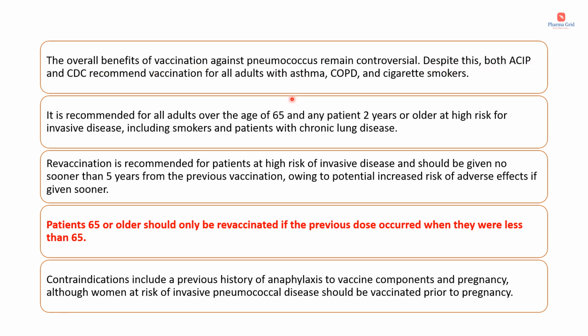Despite this, both ACIP and CDC recommend vaccination for all adults with asthma, COPD and cigarette smokers. It is recommended for all adults over the age of 65 and any patient 2 years or older at high risk for invasive disease including smokers and patients with chronic lung disease. Revaccination is recommended for patients at high risk of invasive disease and should be given no sooner than 5 years from the previous vaccination owing to potential increased risk of adverse effects if given sooner.